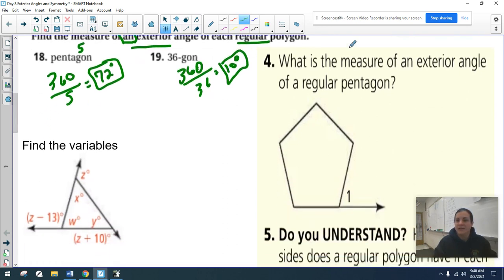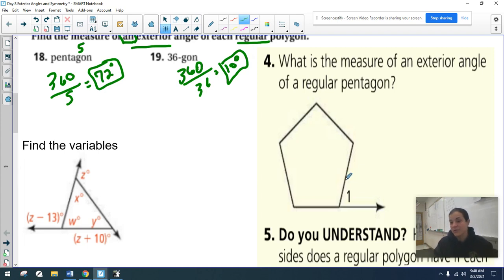All right, over here, it says find the measure of an exterior angle of a regular pentagon. So in this case, yes, I can just do this. I know there's going to be 5 of them. I know it's going to be 72 degrees. So that is one way to do it, just like that.